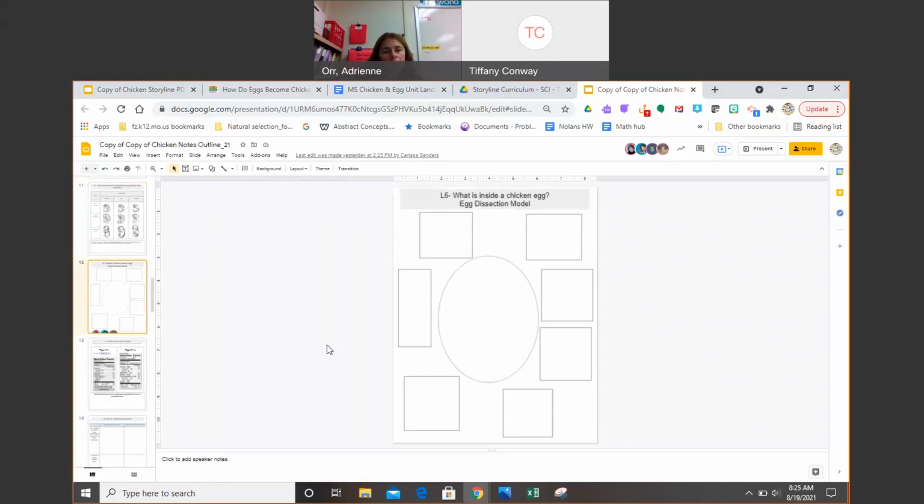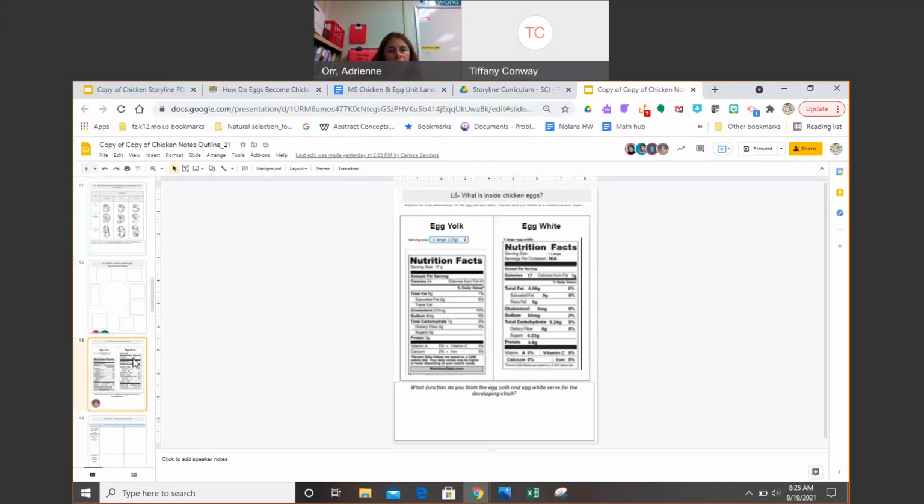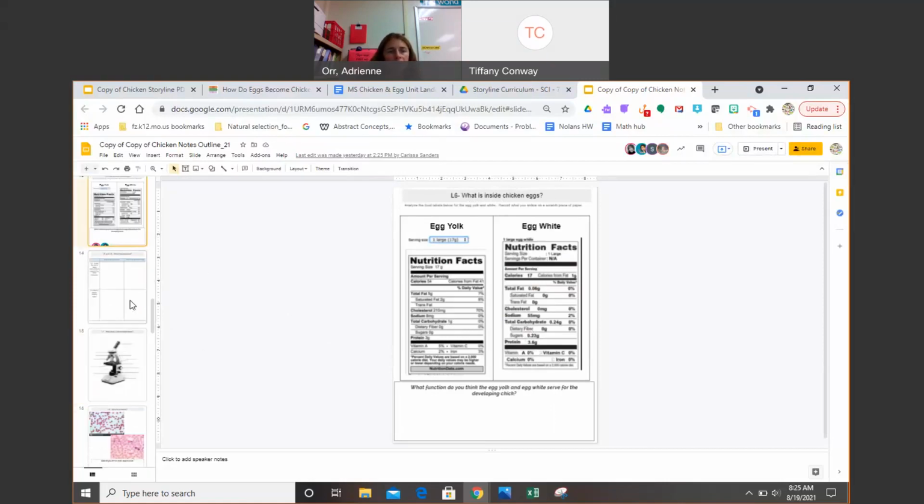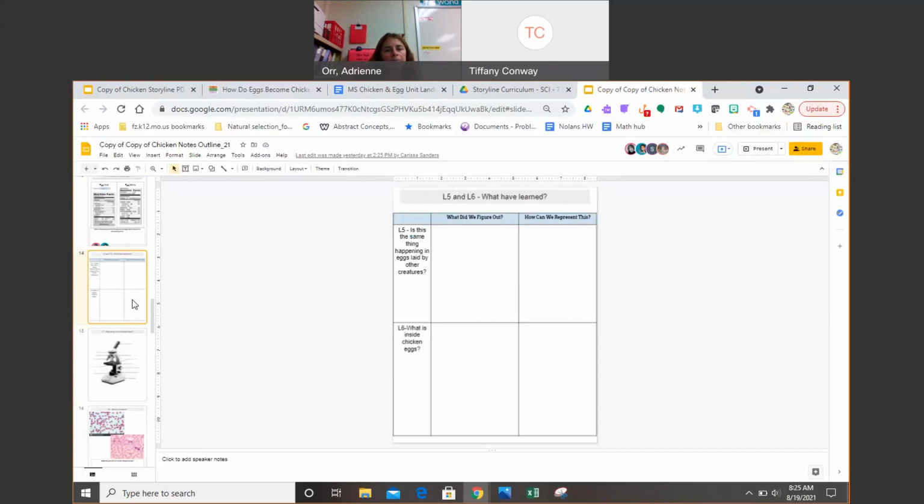And then they make guesses at what they think each part does. As you go through the next few lessons, you start to share that with them and they start figuring out a little bit more. So like the egg and the yolk, you look at nutritional labels, what are they getting from it? And then again, we're going back and asking how can we model that in our final model?